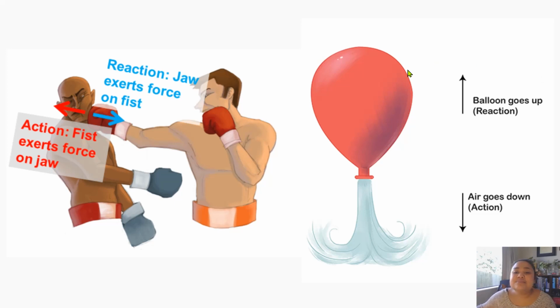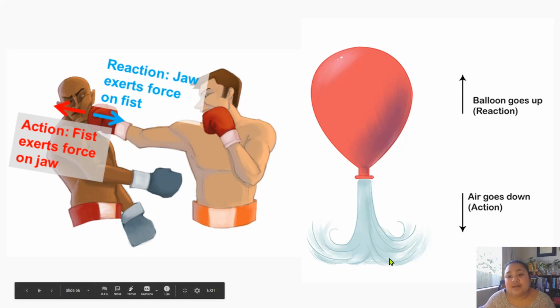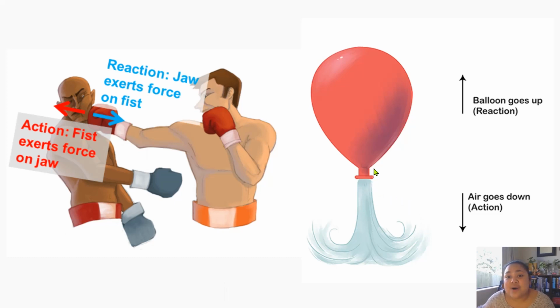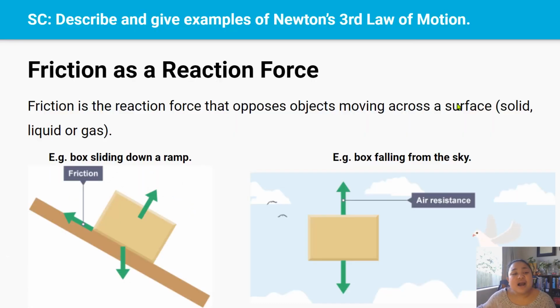And finally, in this picture here, there's a balloon that's letting out some air. The action force is that the air is gushing out of the balloon in this direction, whereas the reaction force to this action is the balloon is gonna go up in the opposite direction of the air. As you can see, the action and the reaction forces are the same size, but they are acting in opposite directions. I'd like us to focus on friction as an example of a reaction force.